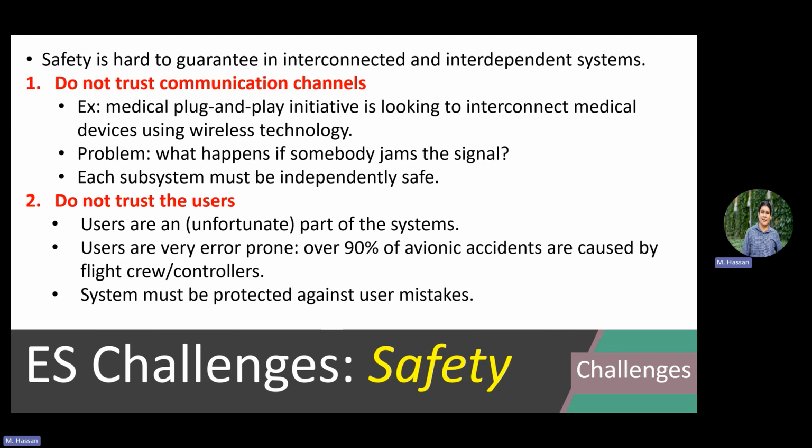So how do we ensure safety? Or first of all, why is safety a challenge in safety critical systems? The first one is you cannot really trust the communication channels.